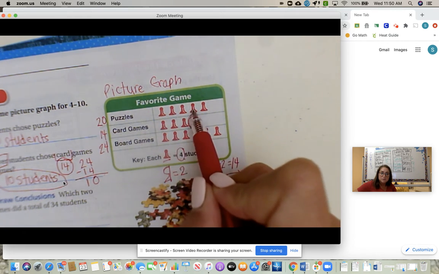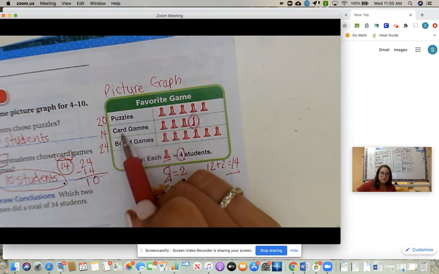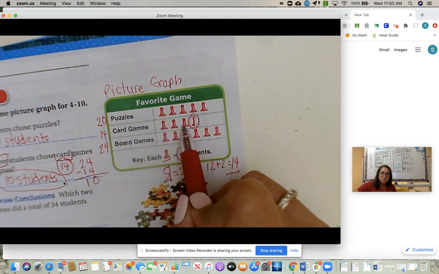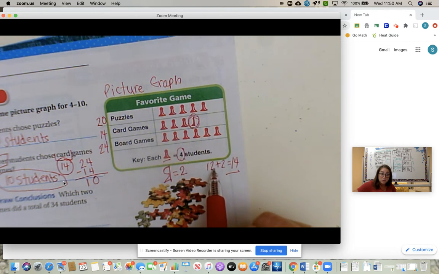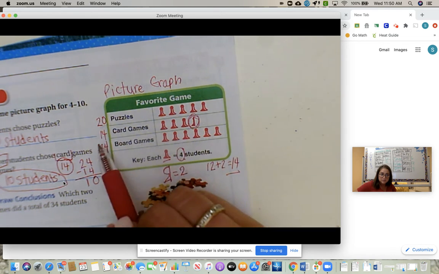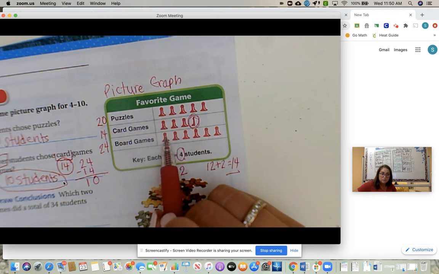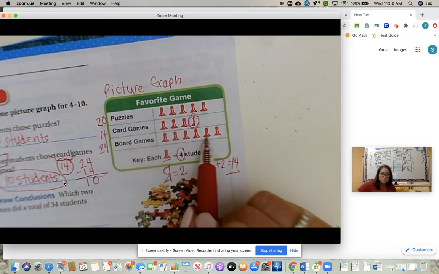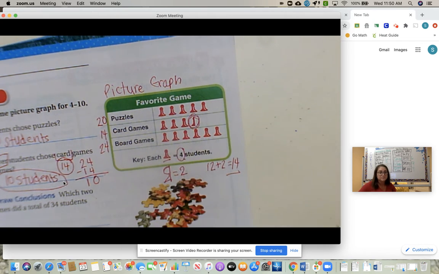4, 8, 12, 16, 20. Card games. 4, 8, 12. Okay, so that's why I wrote 12. And half of a game piece is 2. So I put plus 2 equals 14. Board games. 4, 8, 12, 16, 20, 24.